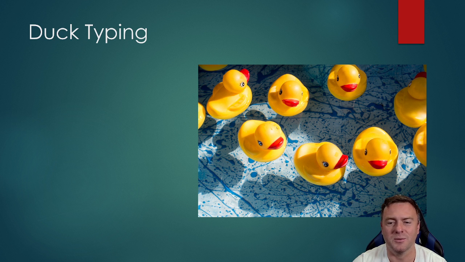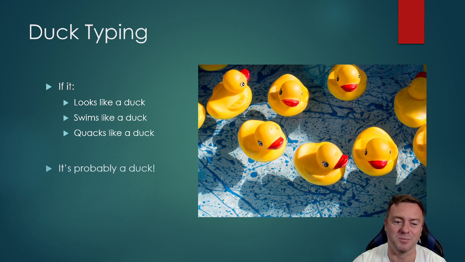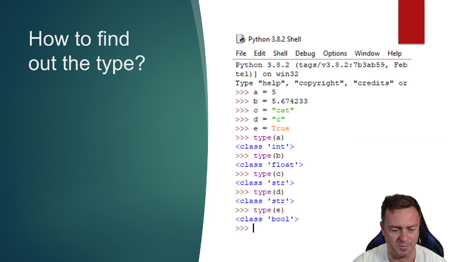And this comes from a thing called duck typing. This is a common computer science term. Basically, if it looks like a duck, swims like a duck, quacks like a duck, it's probably a duck. Generally, this is the way that we would do duck typing, which we also call dynamic typing as well. So how do you find out a type? It's pretty easy. Inside Python, you can literally type in type and then just put in the variable, and then it will determine if it's an int, a float, a string, or a boolean.